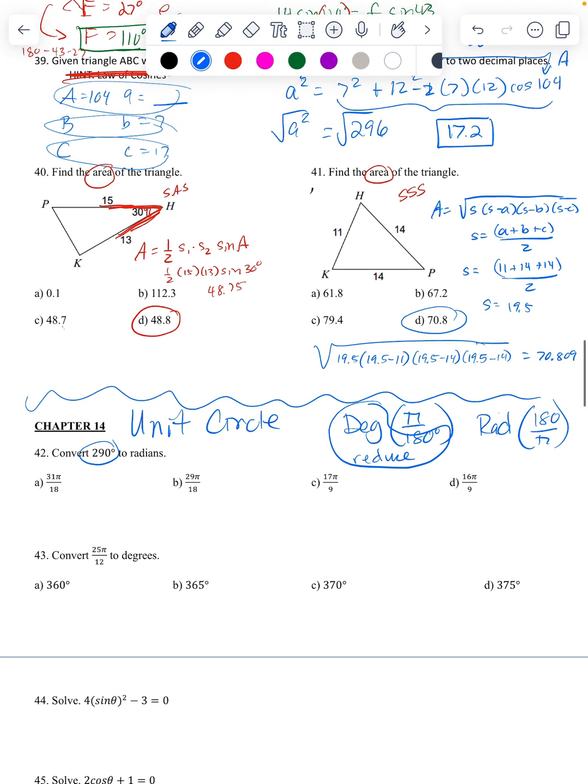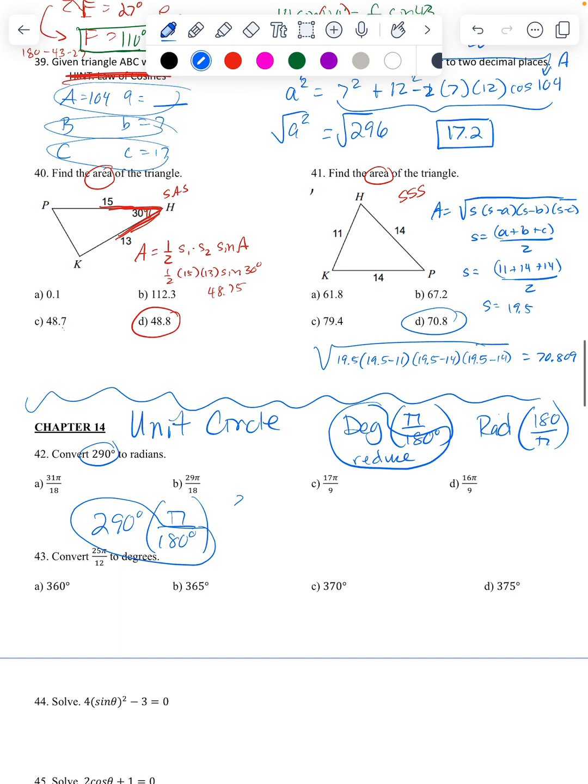So if I have to convert 290, that's degrees, so that means my degree goes on the bottom of my conversion. I go to my calculator, 290 over 180. I reduce that fraction, and I get 29 over 18. And that's fractions of pi because I never got rid of the pi. So that's going to be choice B.